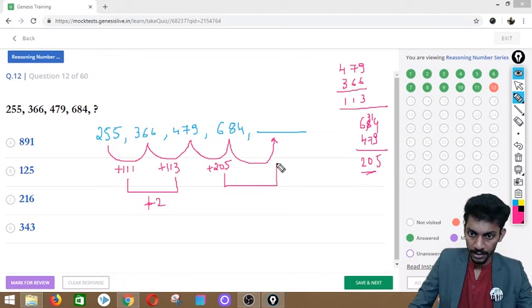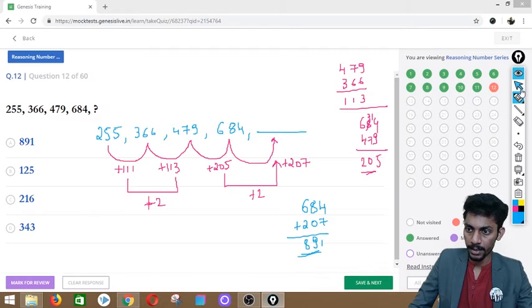That means from here to here, there should also be a plus 2 difference. What is 205 plus 2? That is plus 207. Okay. So what we need to do here is add 207 to 684. So 684 plus 207. How much is it? 891. Okay. The answer is 891. Why? For the first two differences, the gap is 2, and for the last two it should also be 2.